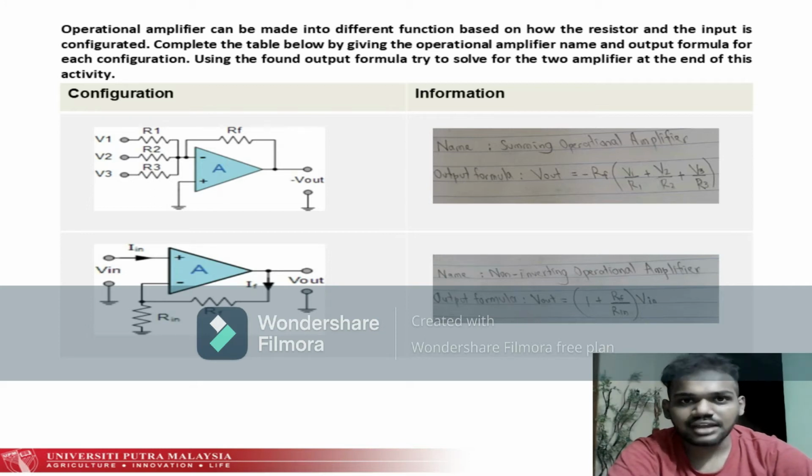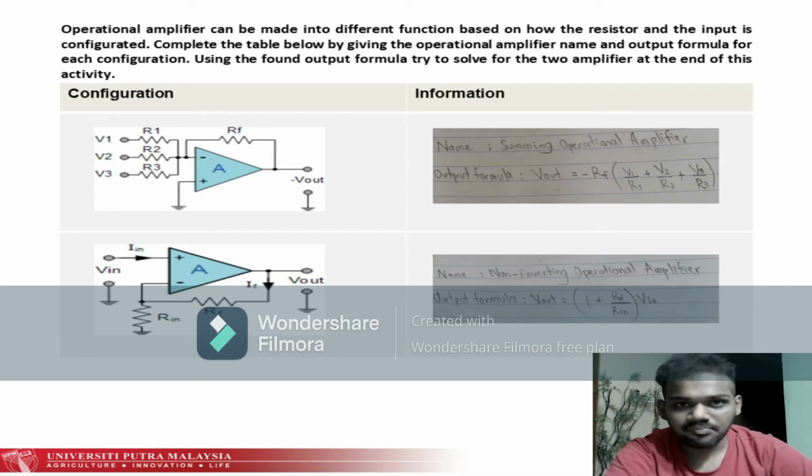If we take a look at the first diagram in the table, there are many input voltages connected to the inverting terminal of the amplifier. So based on the diagram, we can conclude that the name of the operational amplifier is the summing operational amplifier, because based on the definition, it is a circuit configuration that is used to sum up the multiple input voltages into a single output voltage.